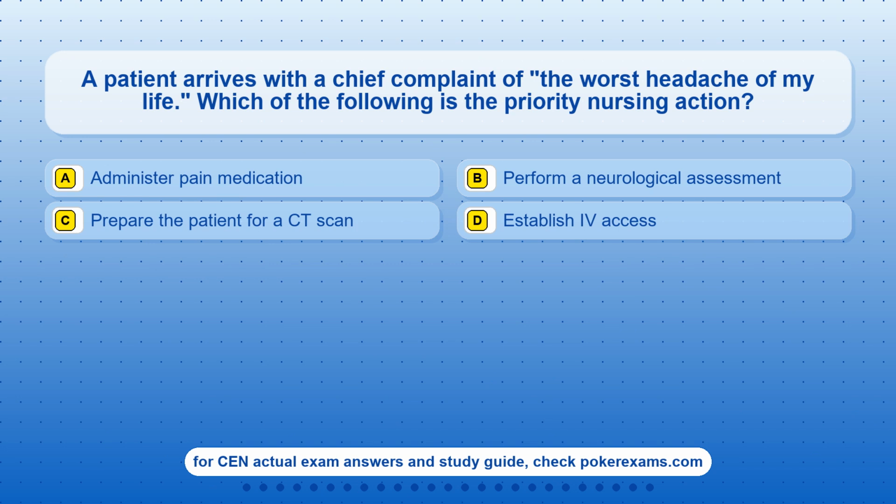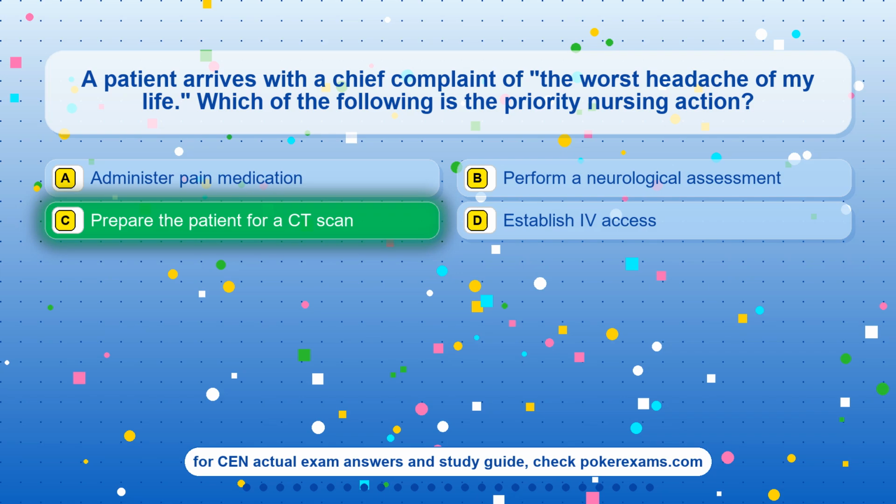Question 12. A patient arrives with a chief complaint of the worst headache of my life. Which of the following is the priority nursing action? Option A. Administer pain medication. Option B. Perform a neurological assessment. Option C. Prepare the patient for a CT scan. Option D. Establish IV access.